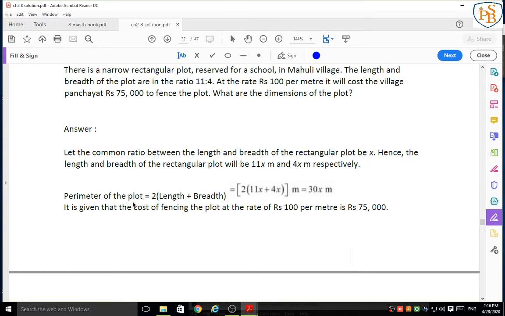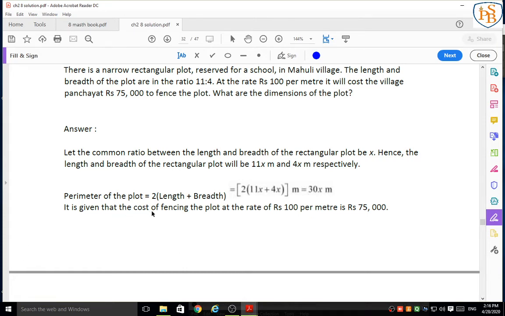Plot is rectangular. So what will be our formula? 2 into length plus breadth. So 2 into 11x plus 4x. 11x and 4x becomes 15x, and 15 2s are 30. So the perimeter of the plot is 30x meter.